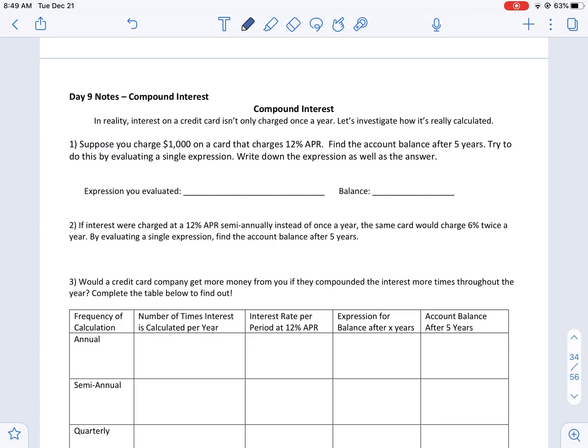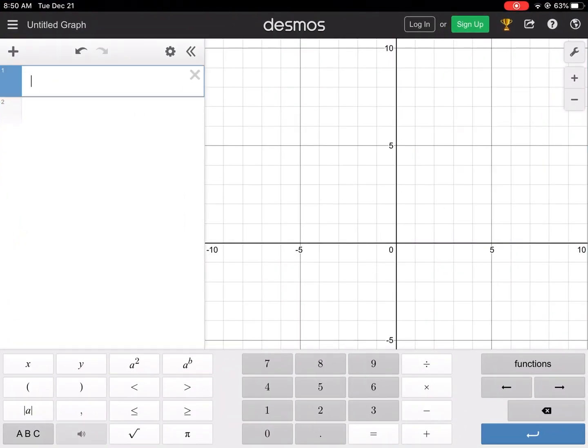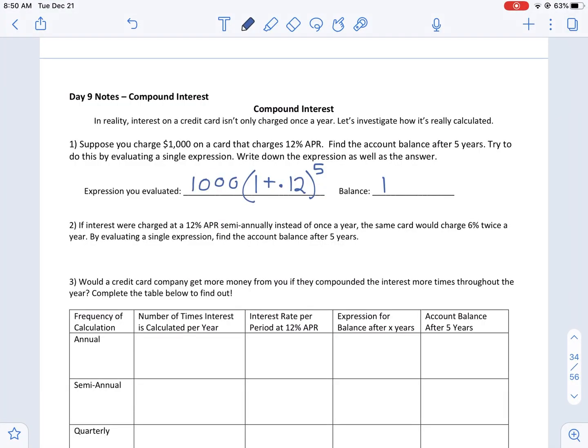So our single expression from yesterday was 1,000 times 1 plus 12% to the 5. So we would go to Desmos, and we did 1,000 times 1 plus 0.12 to the power of 5. That's $1,762.34.